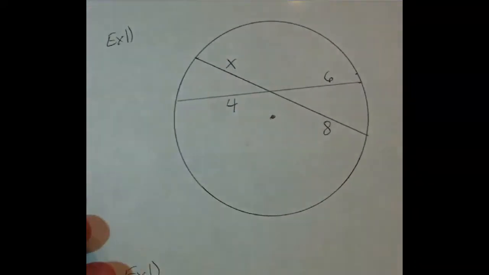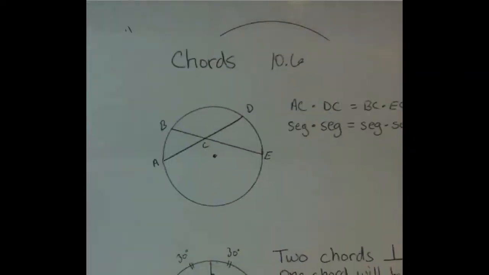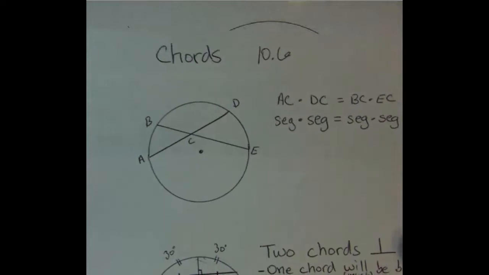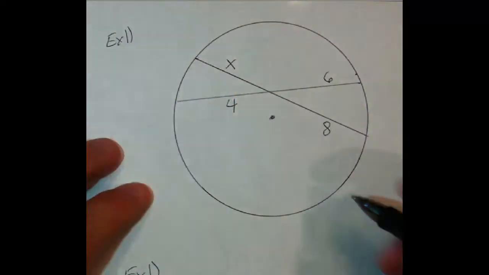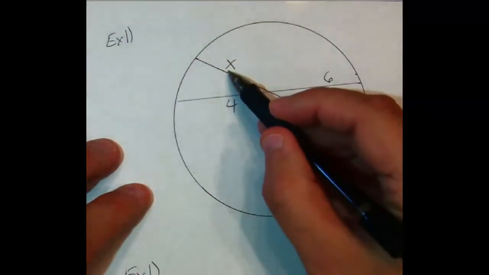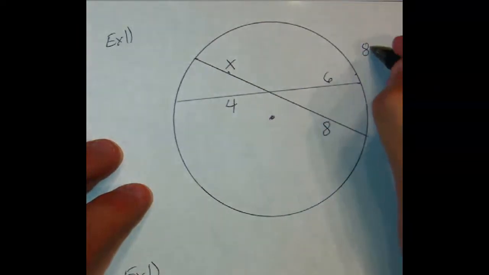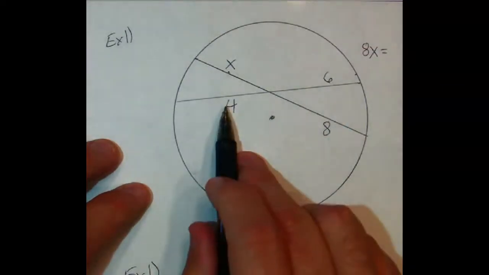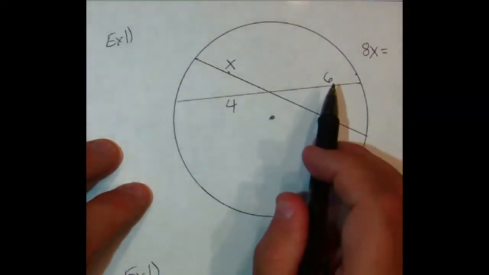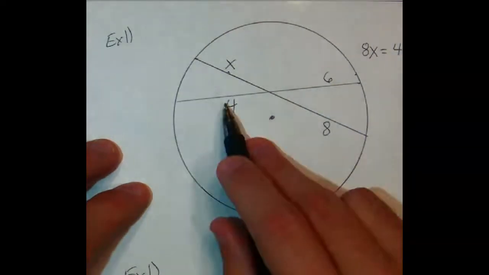Now, example 1 is using our chords formula, segment times segment equals segment times segment, and we want to solve for x. Well, if I take this segment and multiply it by this segment, I get 8x. 8 times x, 8x. Then I'm going to take 4, multiply it by 6. 4 times 6, segment times segment.